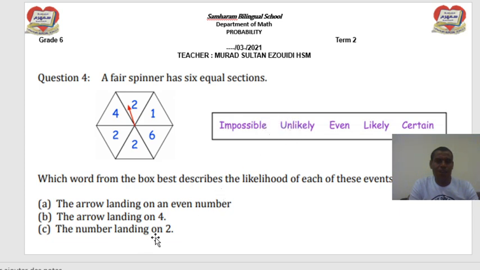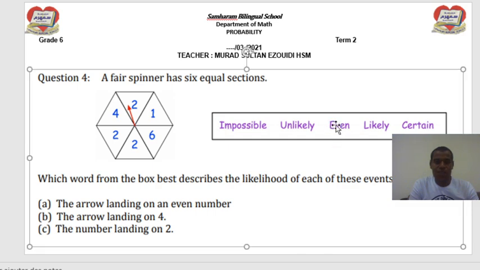The number landing on 2: here you just count how many 2s you have in this fair spinner. We have the first 2, the second, the third. So we have 3 2s among how many? Among 6, because the possible outcomes are 6. So it will be 3/6. It will be 1/2 because 3 divided by 6 gives 1 over 2, and it will be even chance. The best word that describes this event, C, is even.